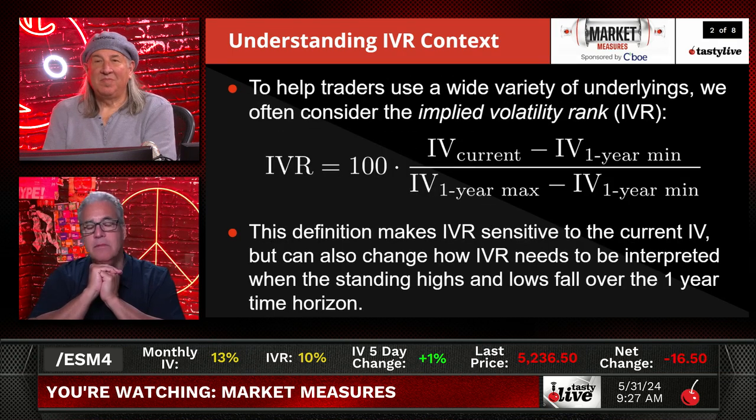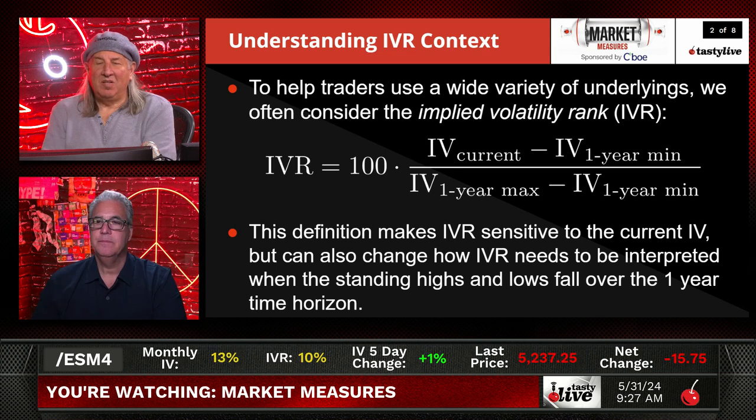So to help traders use a wide variety of underlyings, we often consider the implied volatility rank. We put the formula here. And remember, intraday implied volatility, we don't put any fences around. It could go up to 120 like Dell was the other day, and it could go down to below zero. Overnight, we cap everything at 100. So 100 is the max on the upside, 0 is the max on the low side.